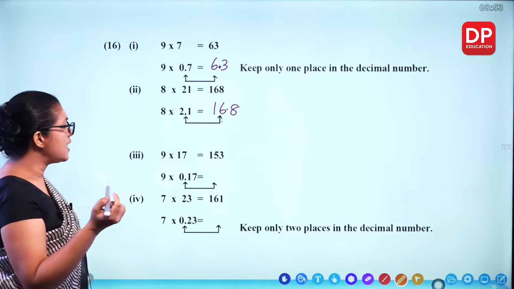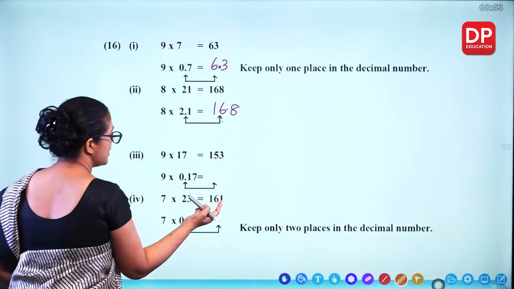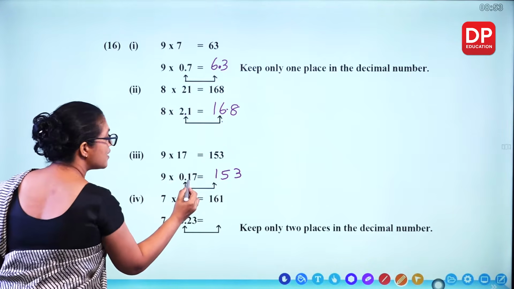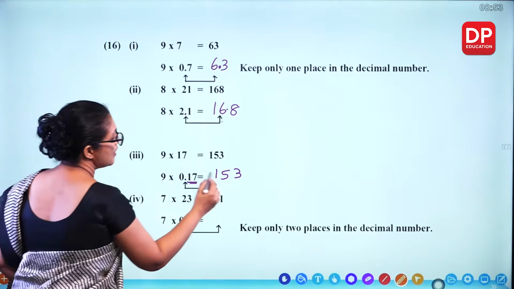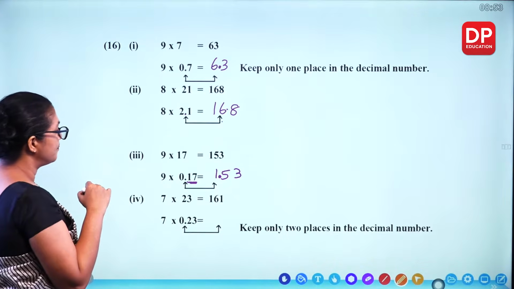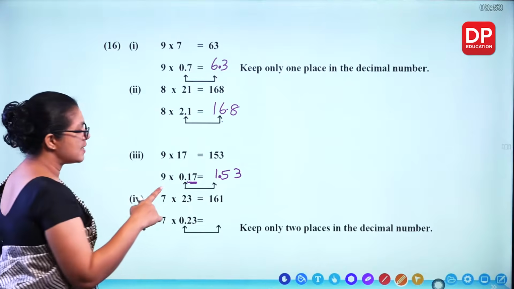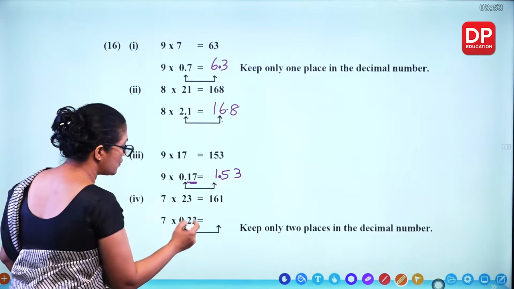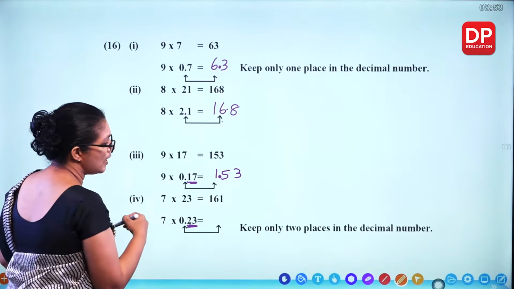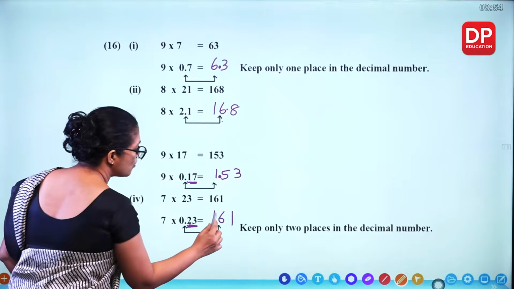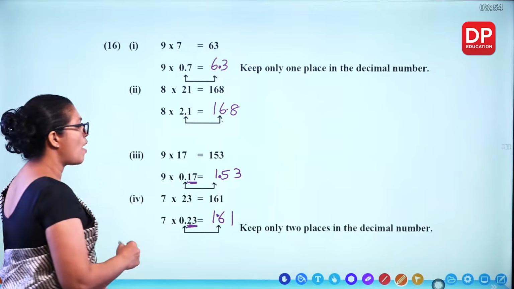9 times 17, 153. So what's the answer for 9 times 0.17? Two places you have to keep. So 1.53. 7 times 23 is 161. So what's 7 times 0.23? Two places you have to keep. So 161 first write down and two decimal places, you get 1.61.